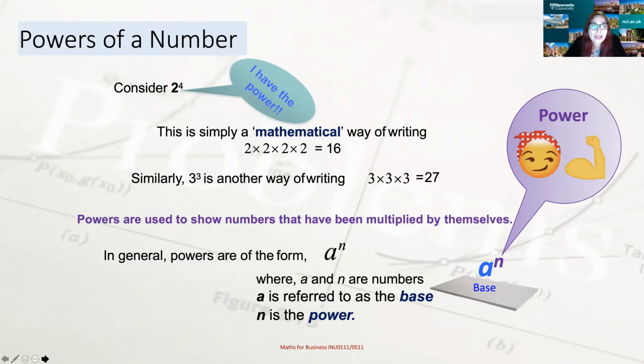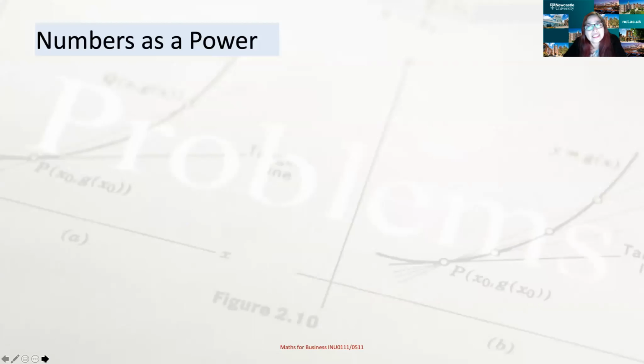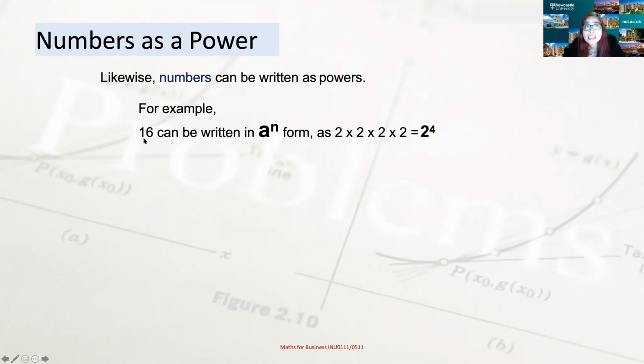Now we can write it in this way also. Numbers can be written as a power. For example, 16 is a number. I can write this as a power. How do I do that? I can write it in the a to the power of n form as 2 times 2 times 2 times 2, which is equal to 2 to the power of 4. So from 16 I can write 2 to the power of 4, or from 2 to the power of 4 I can write 16. It is vice versa. I can write it in any way I want, depending on the situation or convenience.